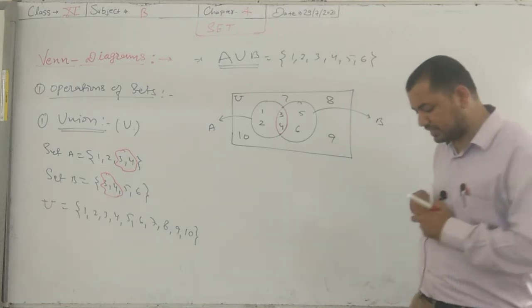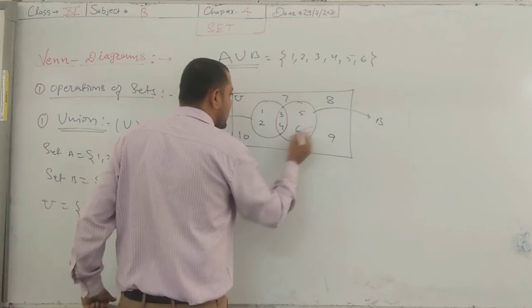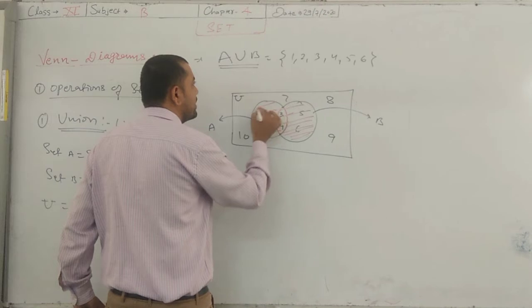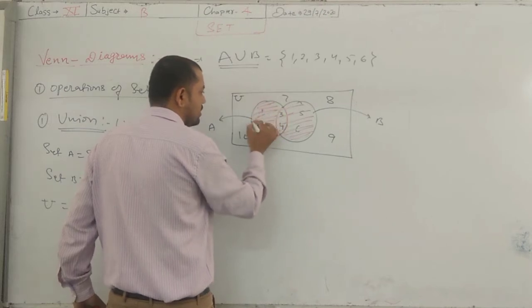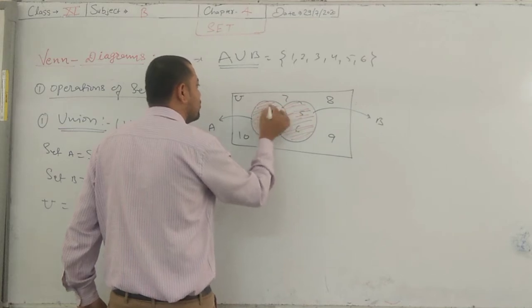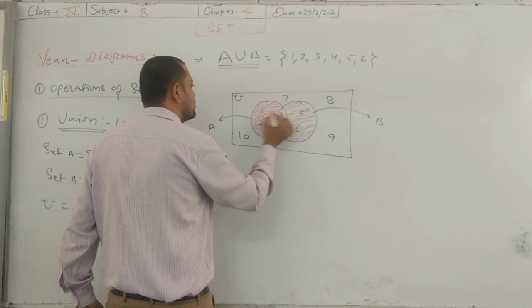Then for representing this union, we shade the portion of set A as well as set B, because the union contains all six elements from 1 to 6. For representing the union of the given two sets, we shade the whole portion of these two sets. That's the representation of union.